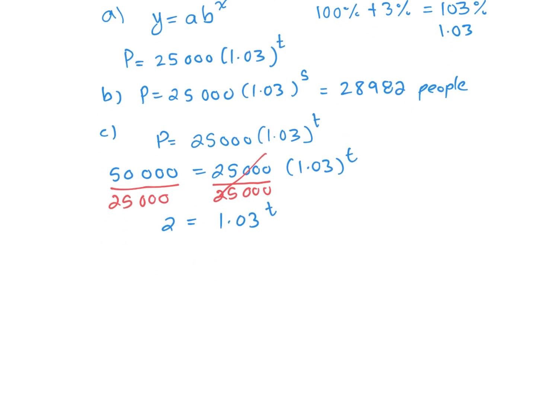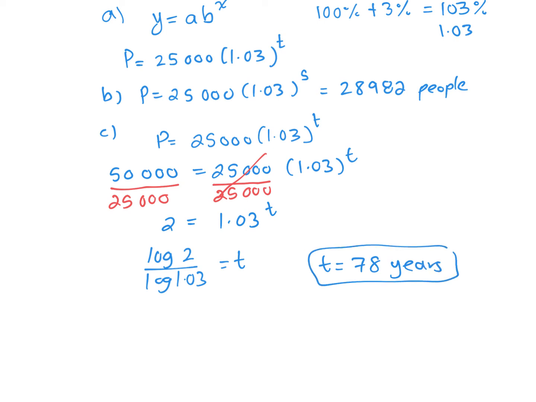Since we can't change the same base, we are going to use our change of base formula. So it will be log of 2 divided by log of 1.03 will equal the exponent t. We type that into the calculator, and T works out to be approximately 78 years. So it would take about 78 years for that population to double.